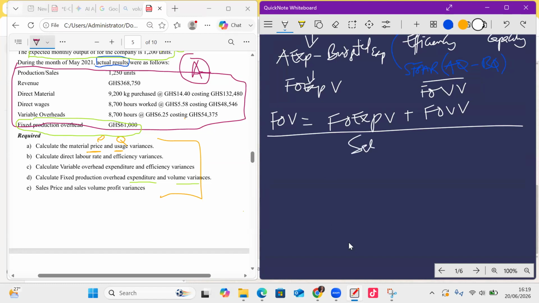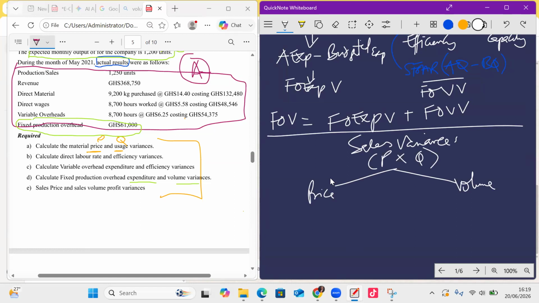So, sales variance. I need two items. Whenever I want to sell, we need two items. We need a price, and we need a volume: how many are we selling? This is called the price. This is called the volume. So this is called the sales price. This is called the sales volume.